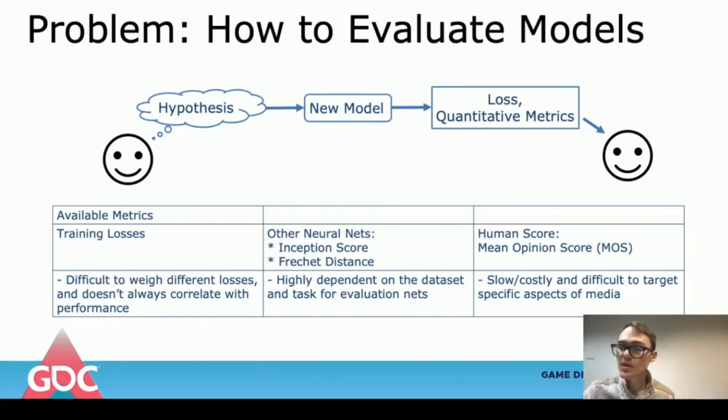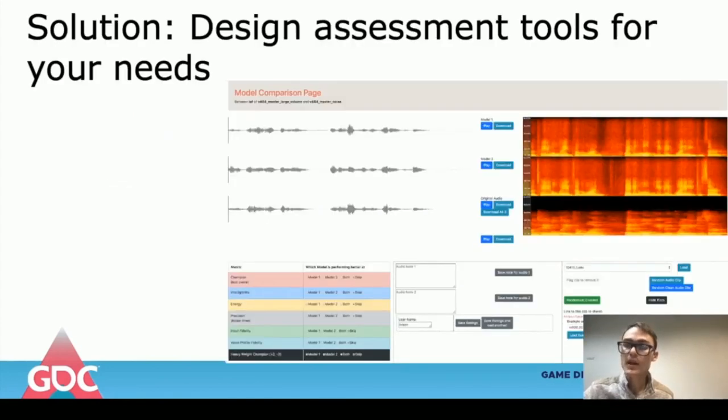So this leaves us with the question of how do we close the loop and iterate on our ideas quickly? So instead of using those losses, we use our own assessment protocol.